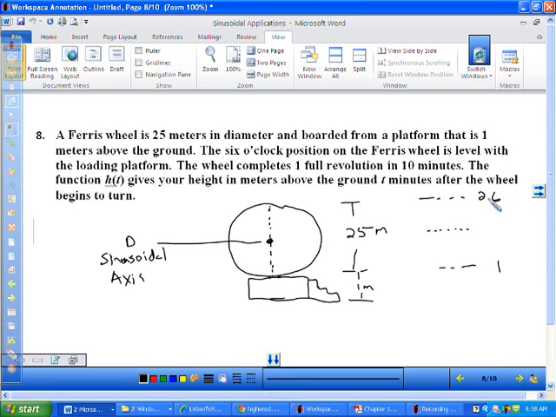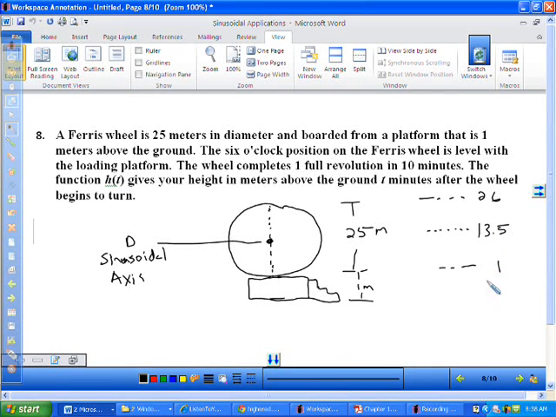26 plus 1 is 27. 27 divided by 2 is what? What is 27 divided by 2? It's in the calculator. 13 point what? 13.5.